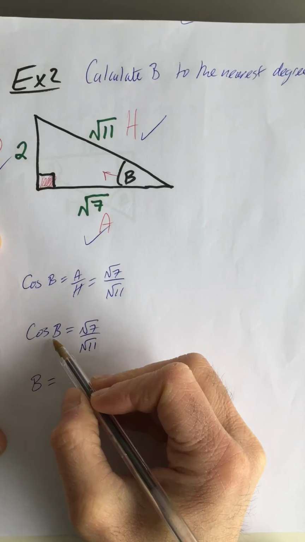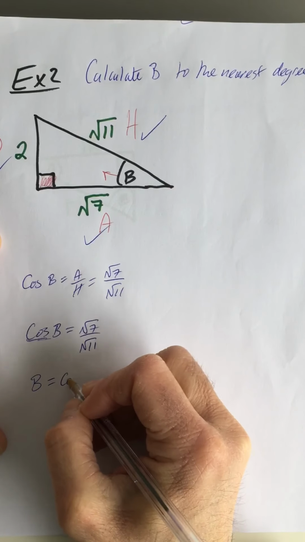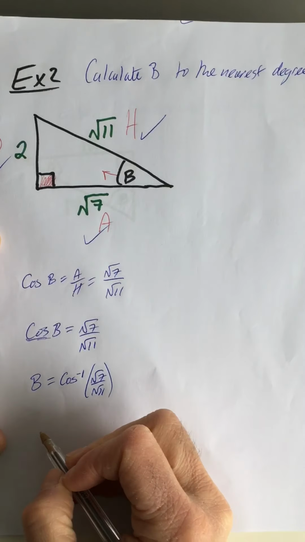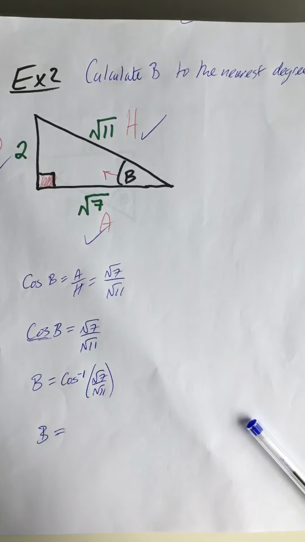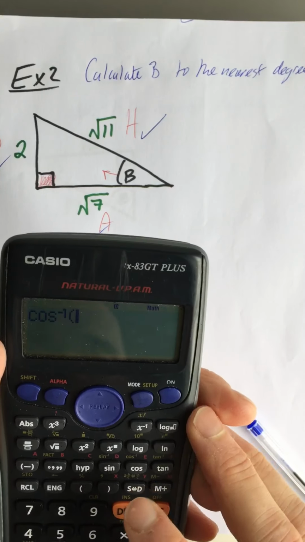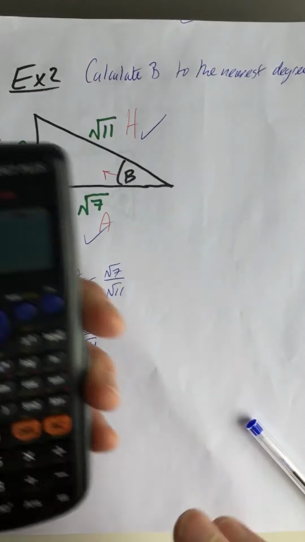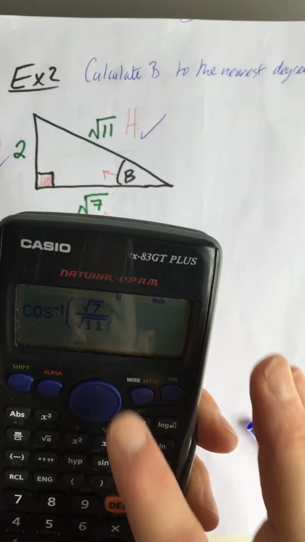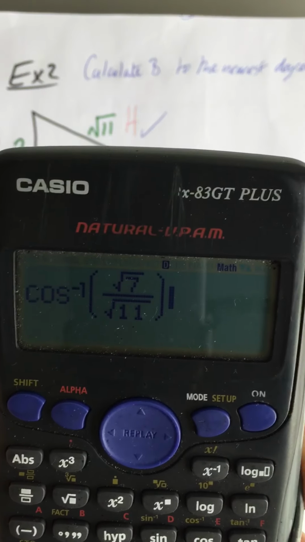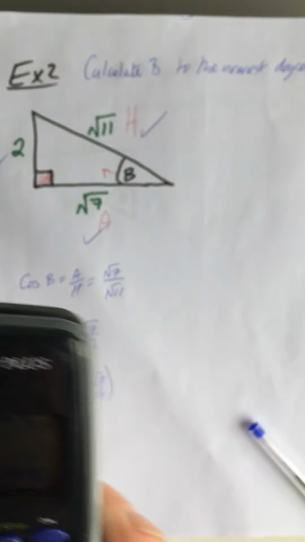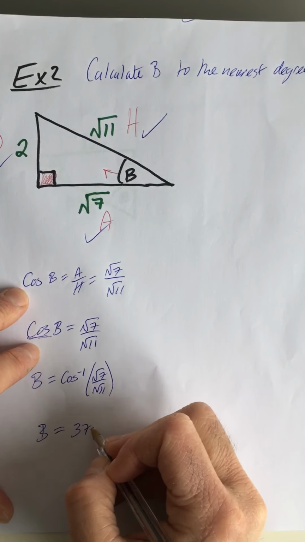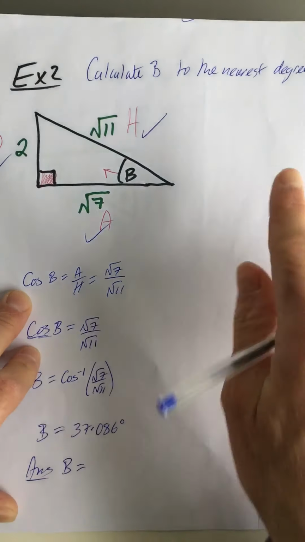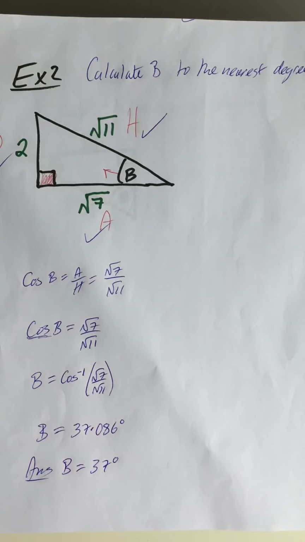To get angle B on its own, I get rid of the cos by bringing it over and changing to a cos inverse. And it's root 7 over root 11. I can type this into my calculator. I just press shift cos, fraction key. On the top I put square root 7, arrow down, square root 11, arrow out, and close my bracket, and press equals. And up comes 37.086 degrees. So my answer is B is going to be, to the nearest degree, 37 degrees.